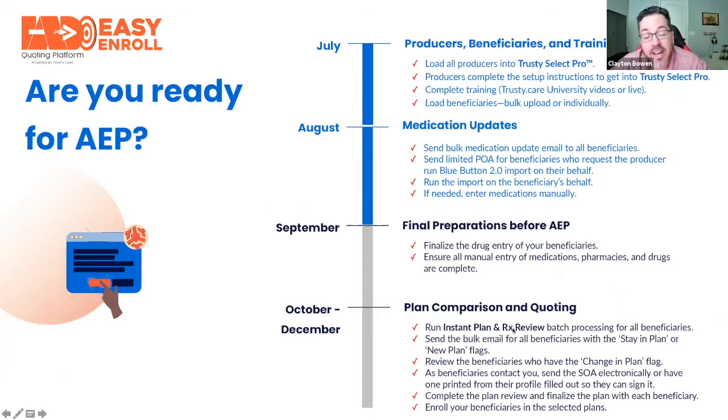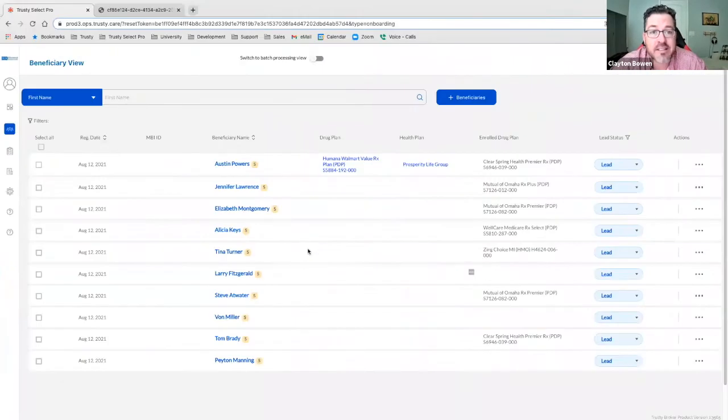So once we do that, that's when we're going to do the batch processing. So without further ado, let's go in and take a look at the system within Trusty Select Pro. So this is the first screen after you log in.